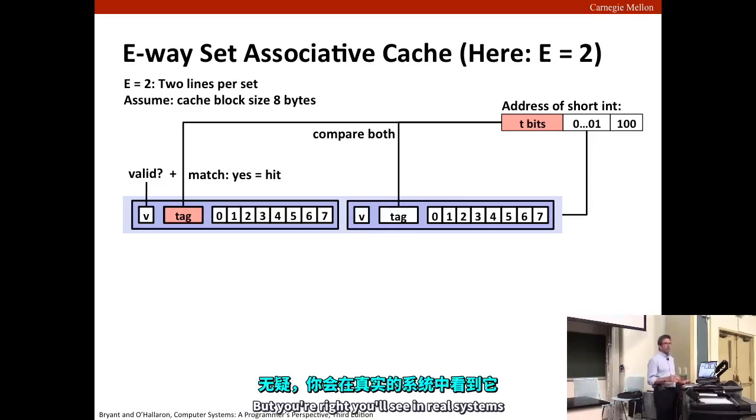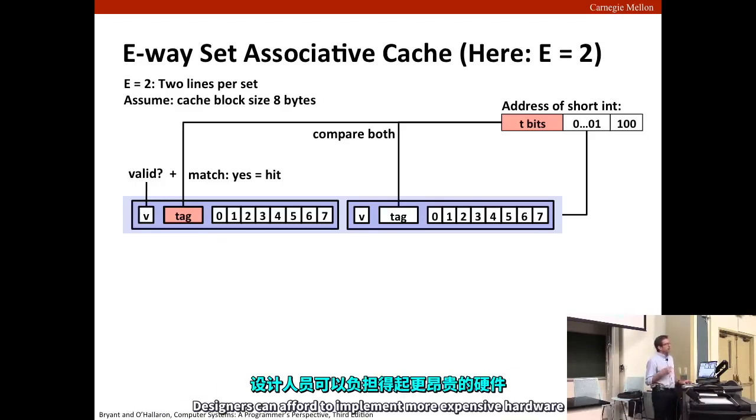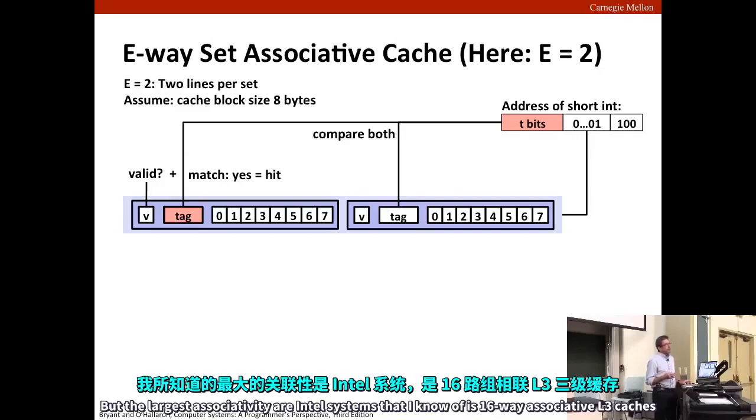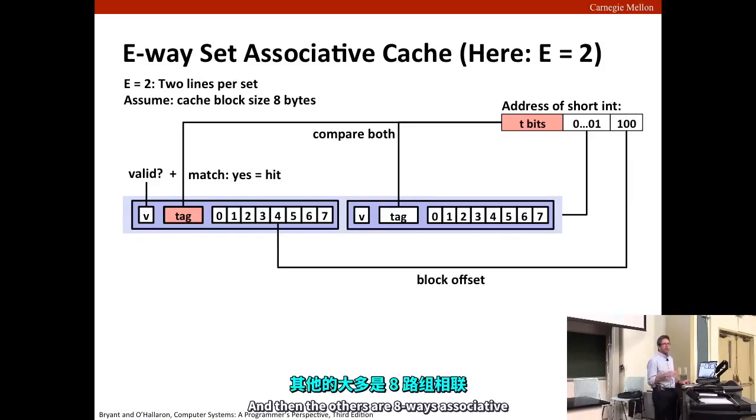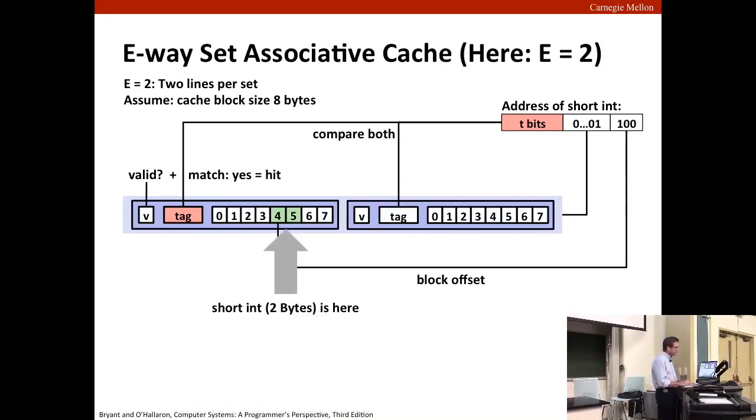But you're right, you'll see in real systems nowadays that the number goes up, because feature sizes are going down and designers can afford to implement more expensive hardware. The largest associativity on Intel systems that I know of is 16-way associative L3 caches. The others are 8-way associative. That's the order of magnitude that's state of the art right now.